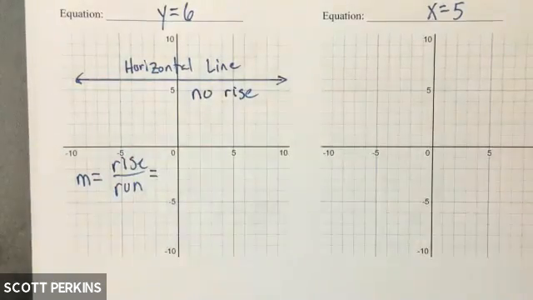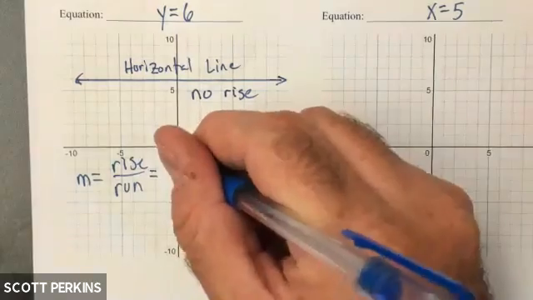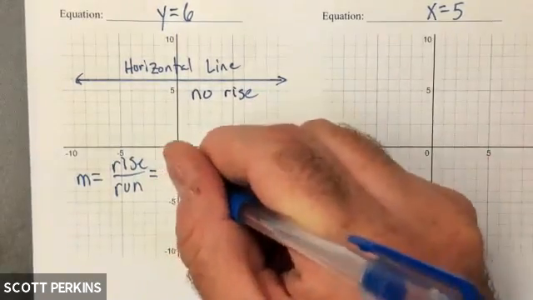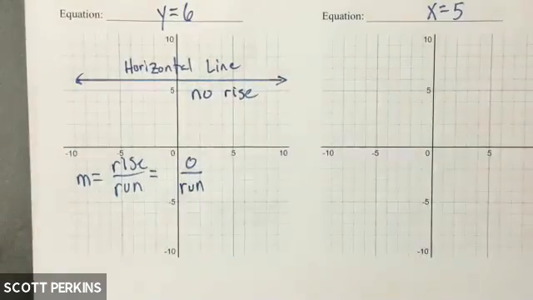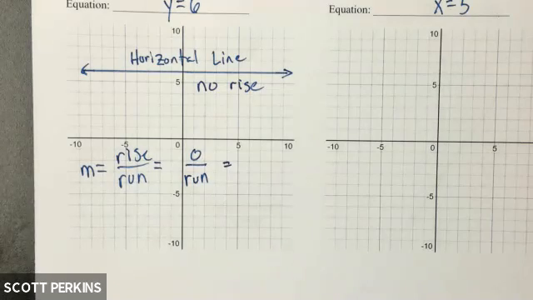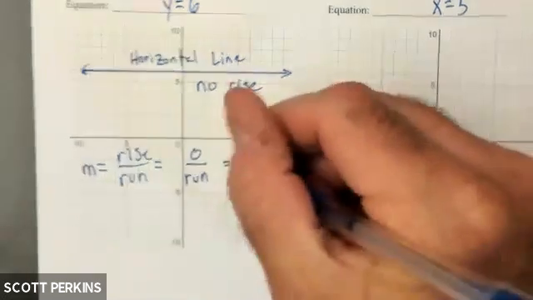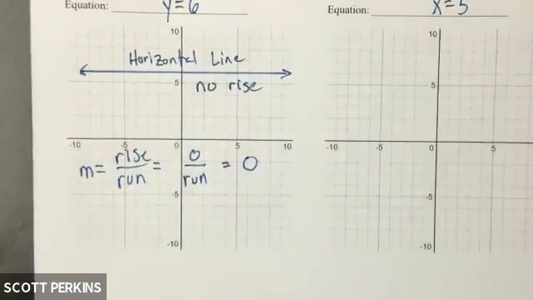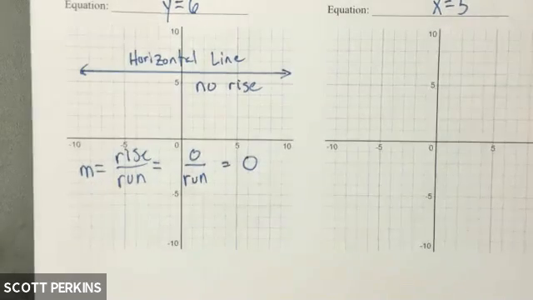So in my ratio, my fraction, the rise is 0. It doesn't matter what the run is. The run can be any value. And in your calculator, if you take 0 and you divide it by any number, so if you have $0 in your wallet, you divide it among, let's say, 5 friends, how much money are you giving each friend? 0, okay? 0 divided by a number is 0. So a horizontal line has a slope of 0.